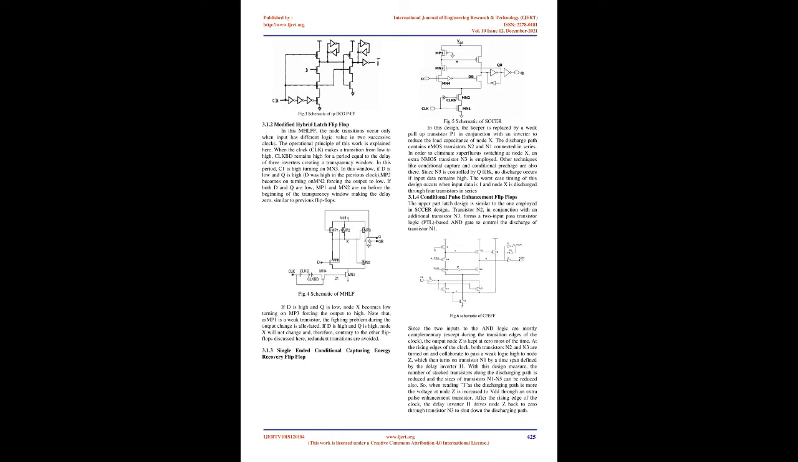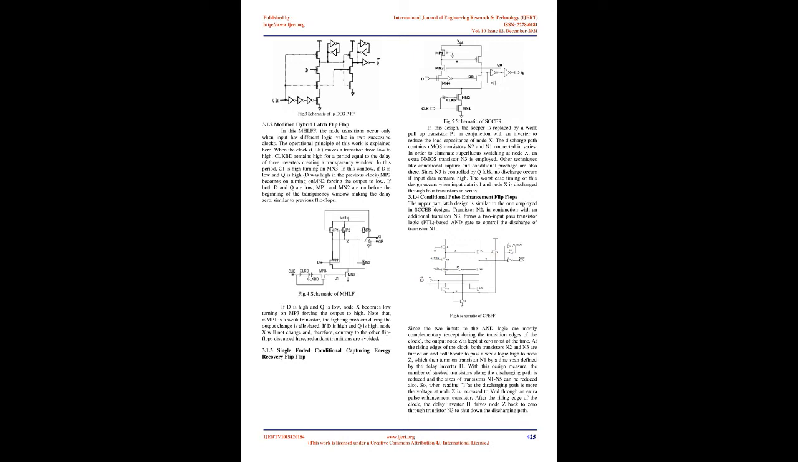At the rising edges of the clock, both transistors N2 and N3 are turned on and collaborate to pass a weak logic high to node Z, which then turns on transistor N1 for a time span defined by the delay inverter I1. With this design measure, the number of stacked transistors along the discharging path is reduced and the sizes of transistors N1 and N5 can be reduced also.